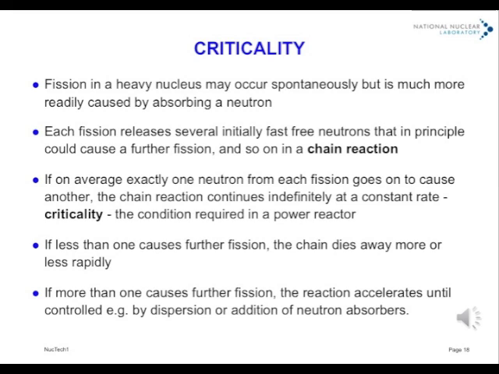If less than one released neutron per fission goes on to cause another, the reaction dies away until restarted by, for instance, a spontaneous fission. If more than one neutron per fission causes another, the train branches, and the reaction accelerates until the number is reduced, by circumstance or active intervention, to unity or less. This is strictly called supercriticality, but in practice is often simply called criticality.